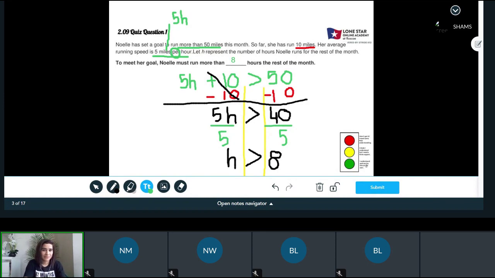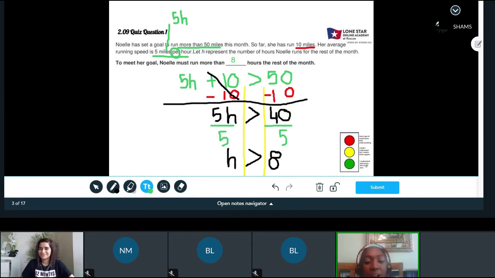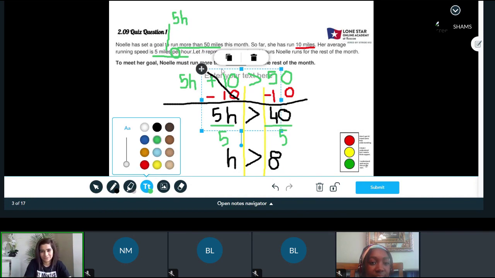Can someone hop on the mic and talk about why I didn't flip the inequality symbol when I solved it? You can raise your hand. Go ahead. The reason why you wouldn't flip it is because the coefficient is not a negative number. Very good. Excellent.